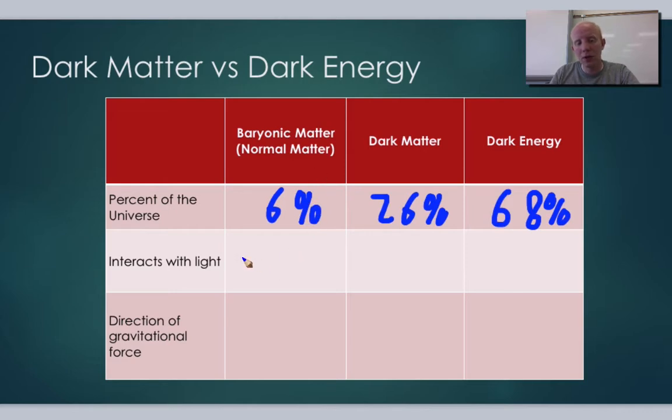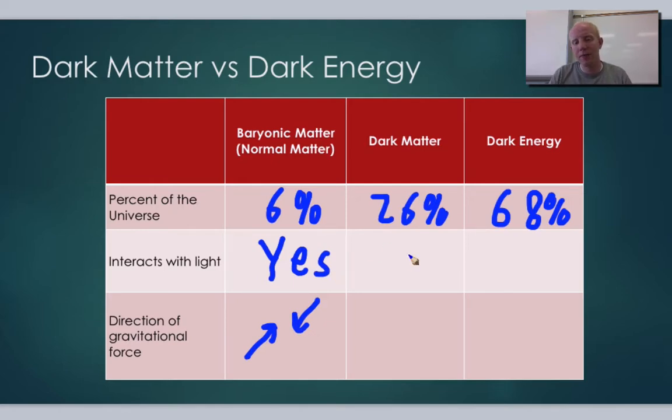Okay, so does it interact with light? Well, obviously yes, because we can see the matter that we can see. That's kind of intuitive. And then the direction of the gravitational force for regular matter is always towards the object. It always pulls in towards the object. So hopefully that's not surprising. That's the matter we interact with every day.